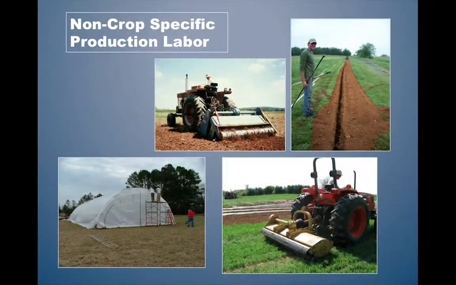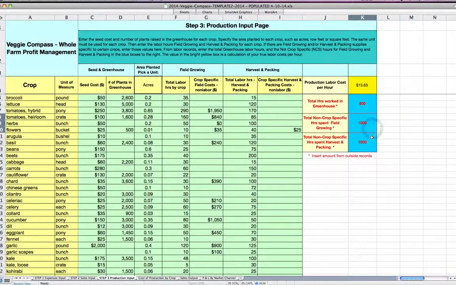Some of this labor may be spent on things that are done for the whole farm, like installing a new irrigation supply line, or building a fence, or mowing the grass around the fields. But sometimes it's just hours that are untracked because we have imperfect labor records. Who has great ones? Not very many people. That's why this box is here.